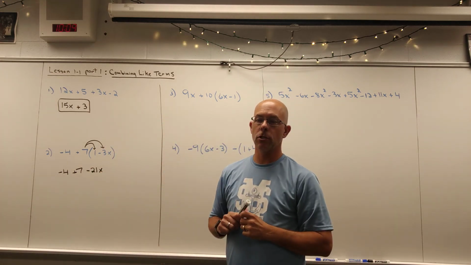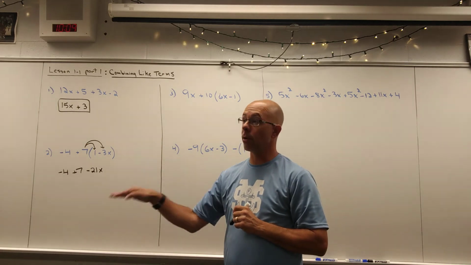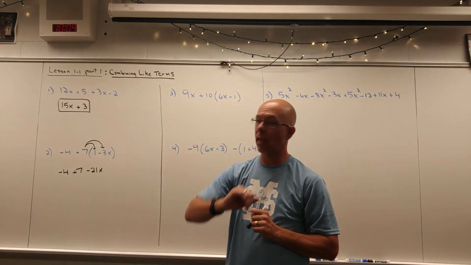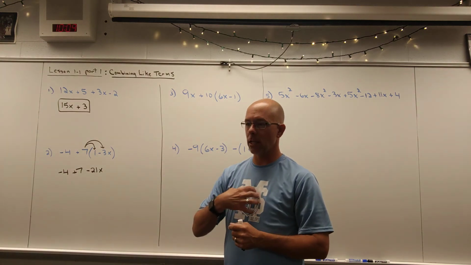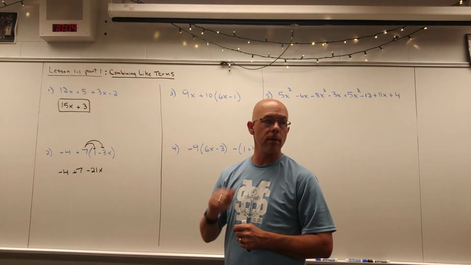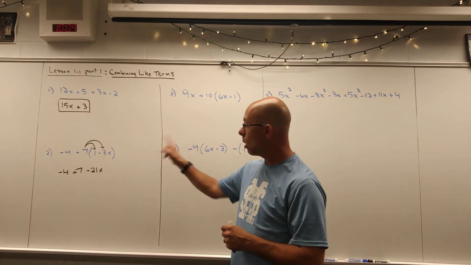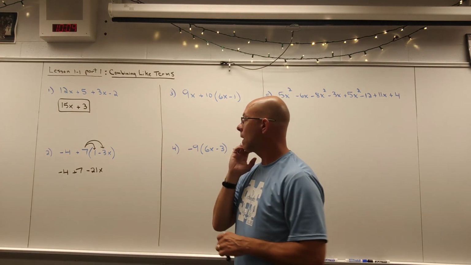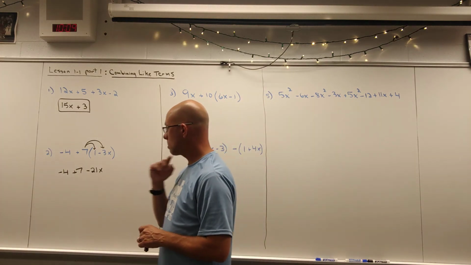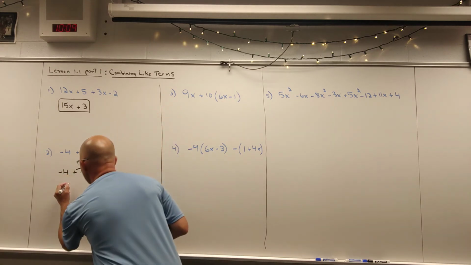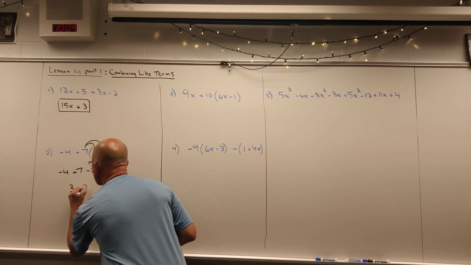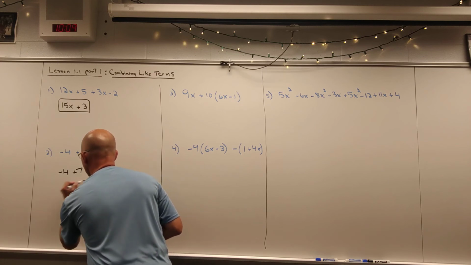That's where I have to do the distributive property, and it works. In the previous section, in the section before that, parentheses had nothing but numbers inside, so I had to do the operations. No distributive property in the order of operations, only when there's variables involved. Lastly, the only like terms that I have is this negative 4 plus 7, which is 3, minus 21x.